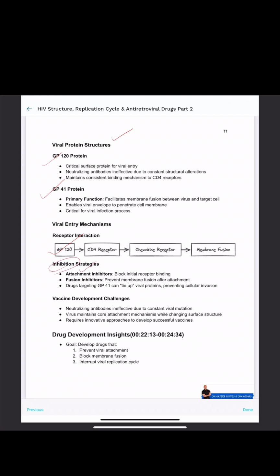Inhibition strategies: attachment inhibitors block initial receptor binding, and fusion inhibitors prevent membrane fusion after attachment. Drugs targeting GP41 can tie up the viral proteins and prevent cellular invasion. Vaccine development challenges we have known. Drugs, what will they do? They will either prevent viral attachment, block membrane fusion, or interrupt the viral replication cycle inside the host cell.